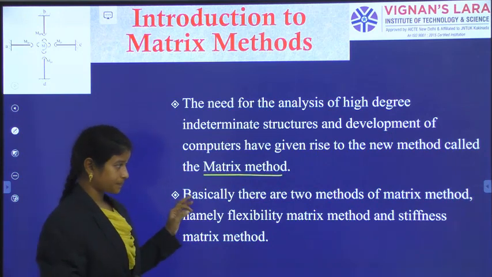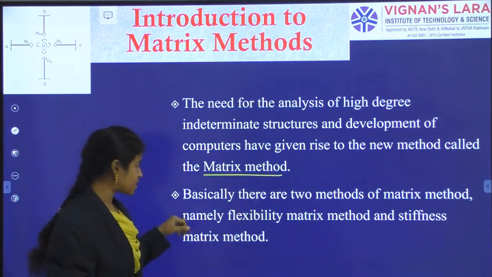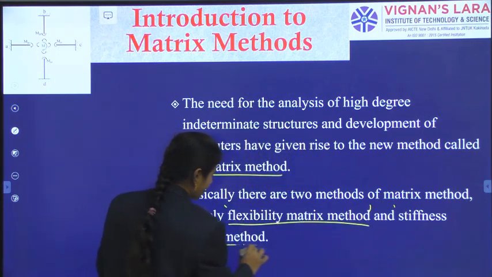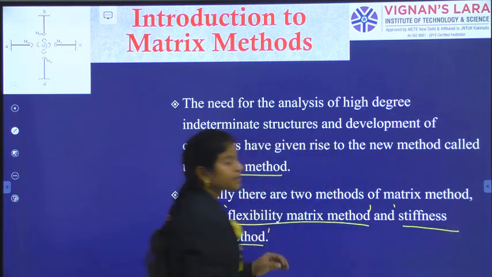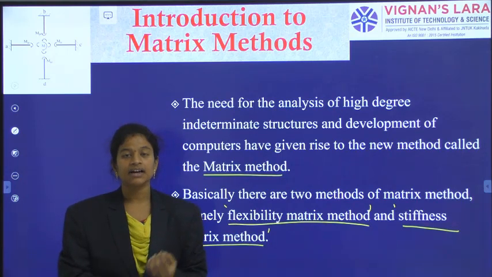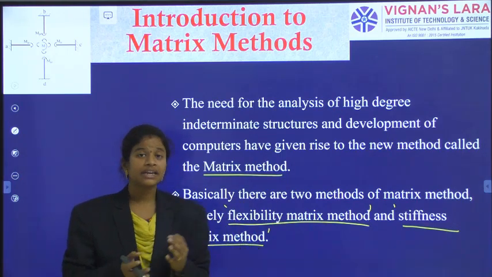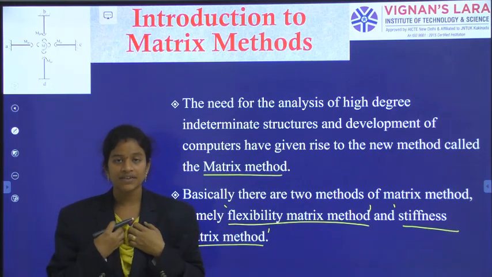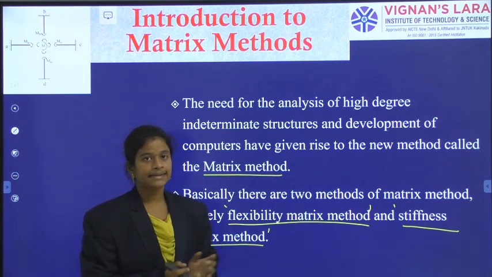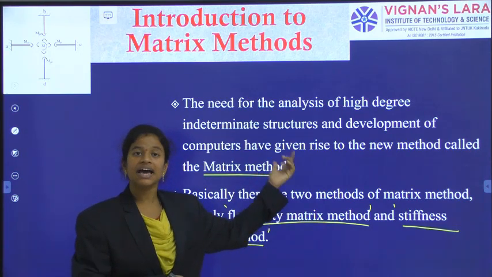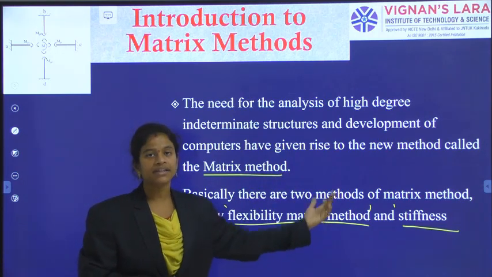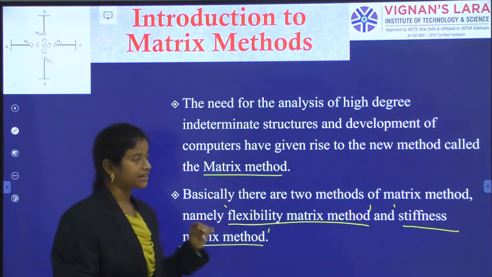Okay, basically there are two methods for the matrix method, namely flexibility matrix method and stiffness matrix method. Okay, so we have said matrix method has evolved because I am thinking of calculating more unknowns at a time with a lesser duration, and also at the same time I am having the help of computers. So involving those two at a time, I can calculate using the matrix method. This matrix method has two methods in it. One is using the flexibility concept. So flexibility matrix method and then the stiffness matrix method.